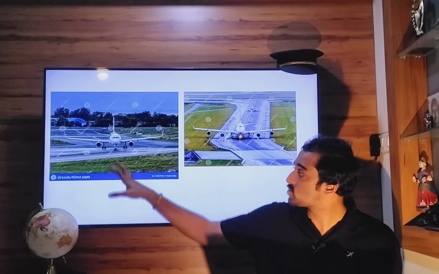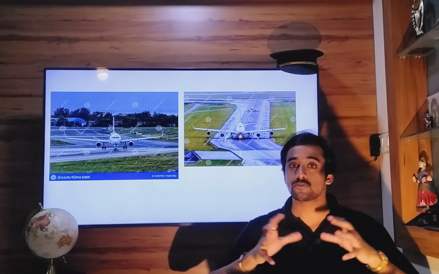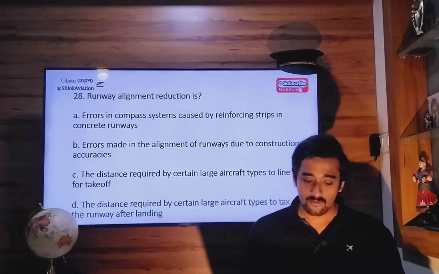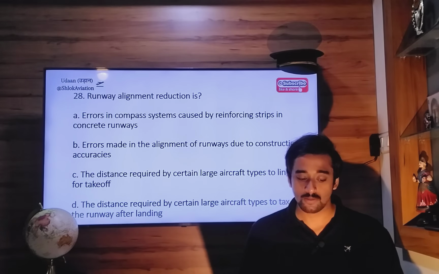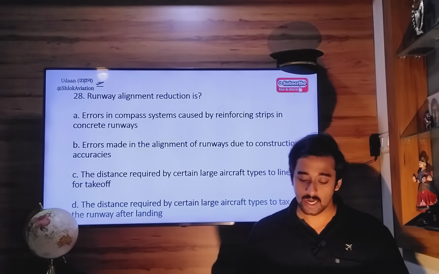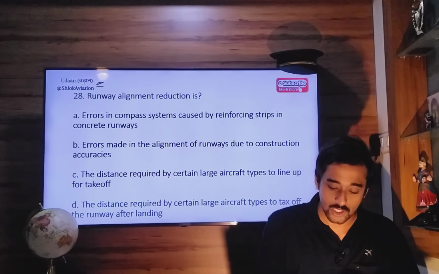So it mainly happens with large aircraft like this, which need more space to turn around and align. So runway alignment reduction is: errors in compass caused by reinforcing strips in concrete runways, errors made in the alignment of runways due to construction inaccuracies, the distance required by certain large aircraft types to line up for takeoff, the distance required by certain large aircraft types to taxi off the runway after landing. So the correct answer is option Charlie.